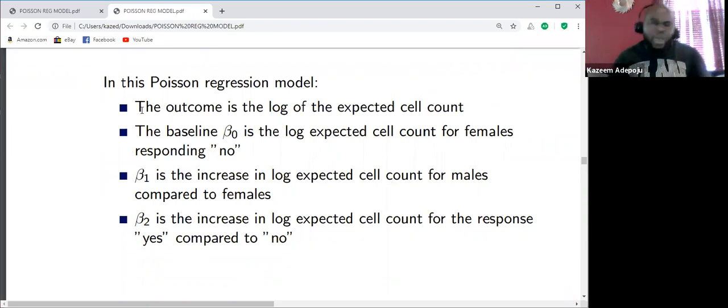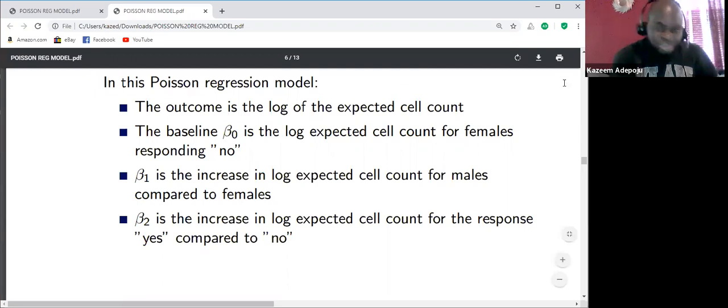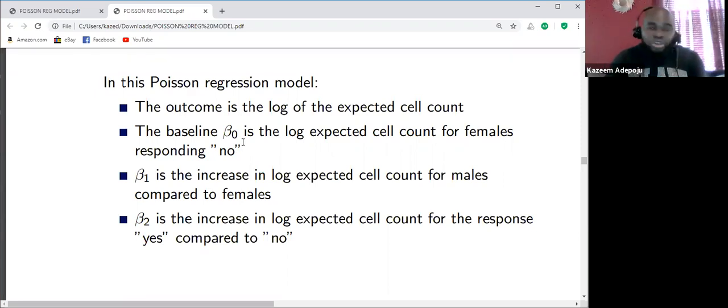Right now we are on the Poisson regression model. I've introduced you to the model, and I've told you that lambda ij equals lambda multiplied by alpha, which I just showed you. Now, talking about the Poisson regression model, the outcome is the log of the expected cell count. I'm going to say that again.